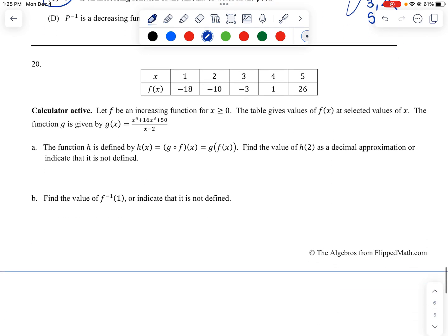And then this one is a calculator one. So you're going to have to go back, well, maybe we can do it without. So our function, we have to find h of 2. So h of 2 is g of f of 2. All right, so f of 2. So you got to evaluate g of negative 10. So this would definitely be a calculator. If you type it in your calculator, you get this.